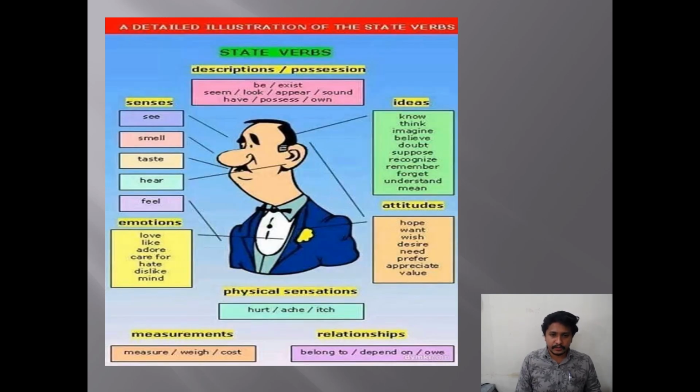Look at this picture. State verbs: senses, see, smell, taste, hear, feel. And for ideas: know, think, imagine, believe, doubt. For emotions: love, like, adore, care for. Attitudes: hope, want, wish. These all verbs we are using as state verbs. So remember, we don't use ing form with the state verbs.